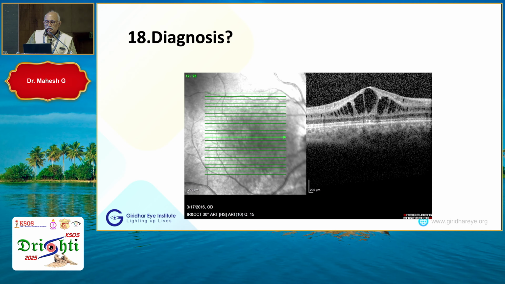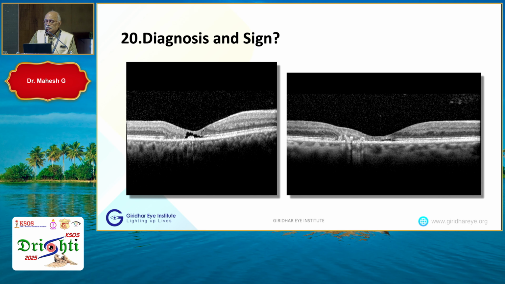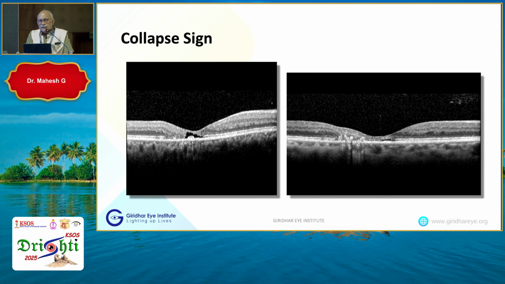This is classic Mactel, I don't have to tell you. What is the sign here? The inner retinal layers are just collapsing into the floor. So it is called the collapse sign. This was also described many years back. Ramiz Hussain had published it in the Indian Journal. So this is Mactel. We have around 10 articles published on Mactel.